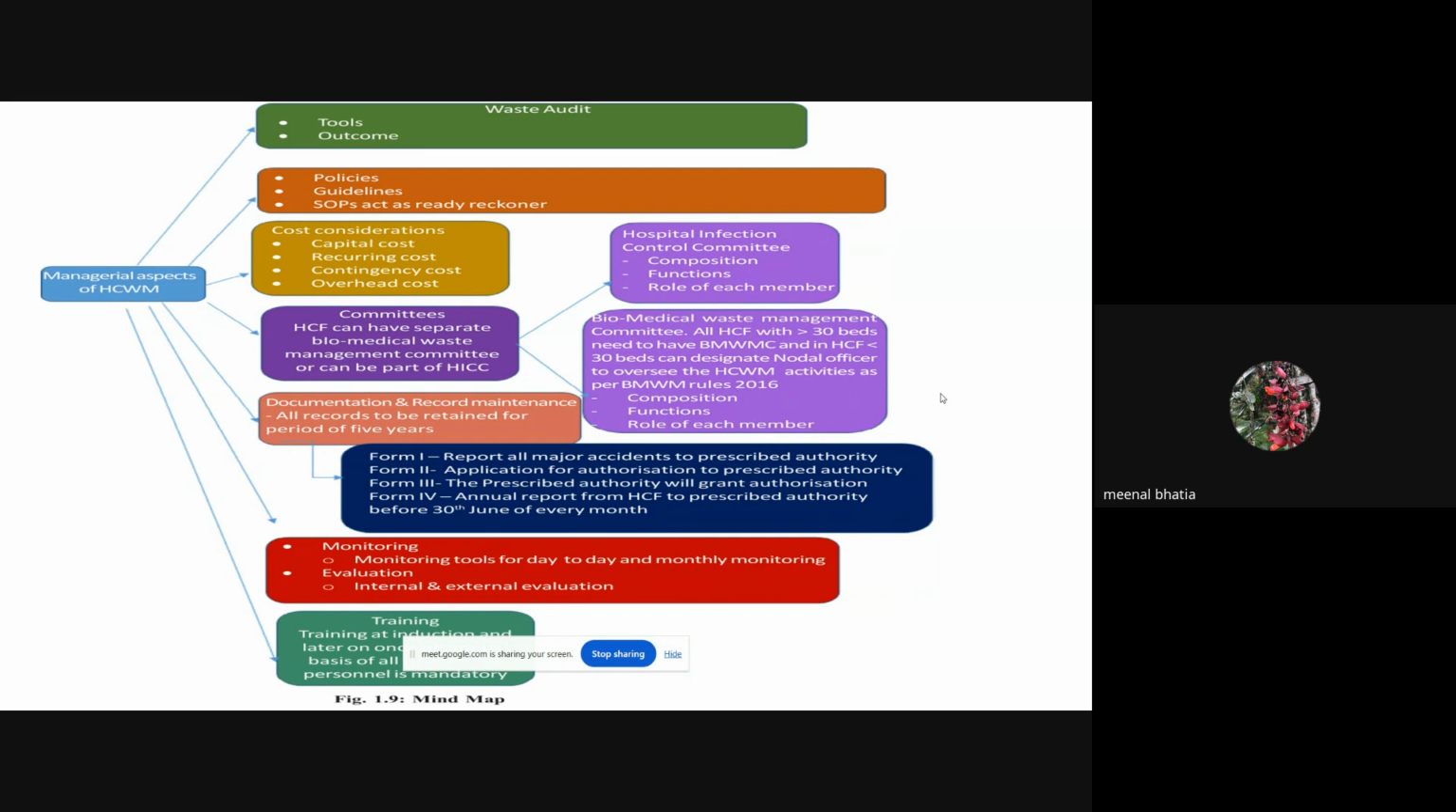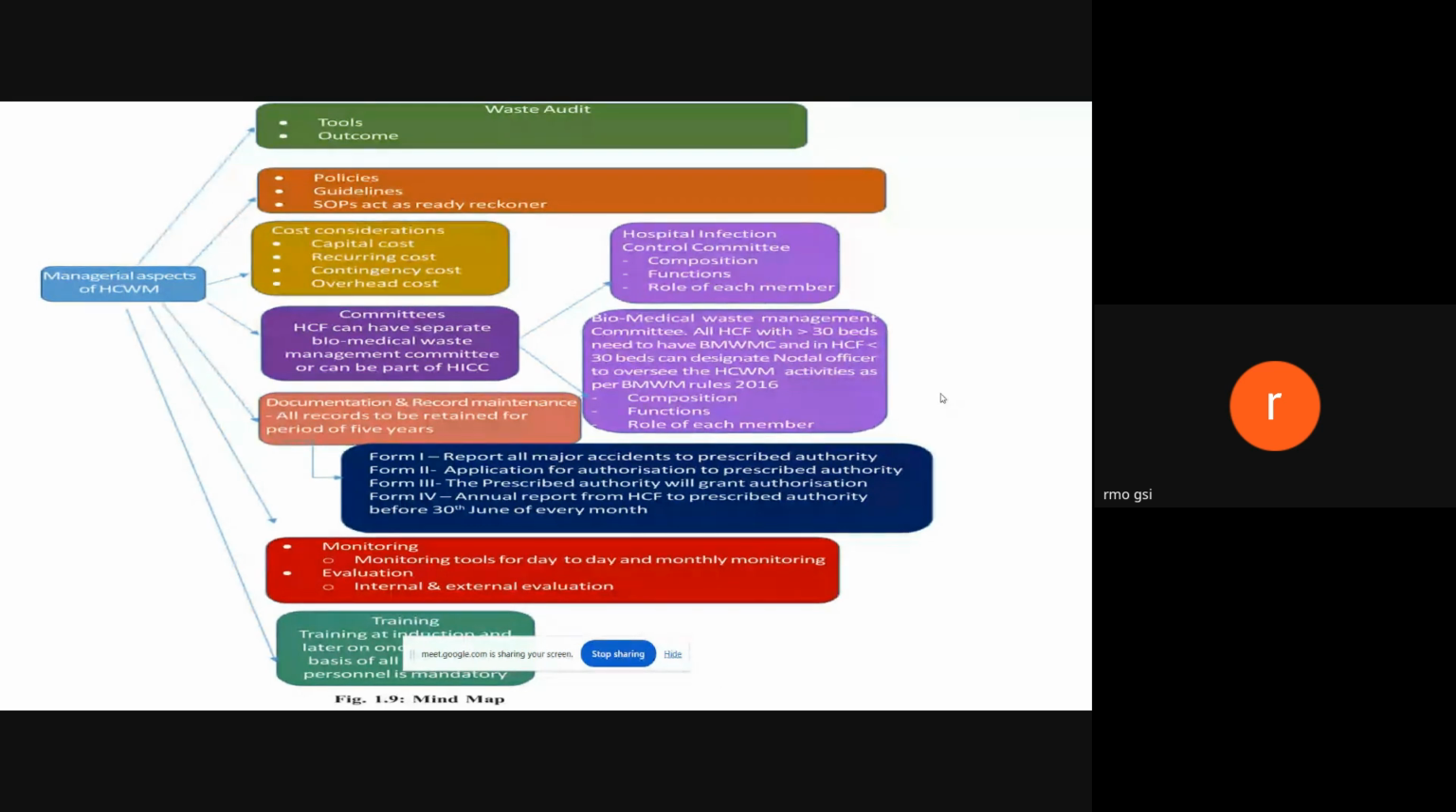Sir, I have a question. If there is just a clinic, and they don't have any beds or anything, then what guidelines should they follow? For biomedical waste generation, right now there is no need.